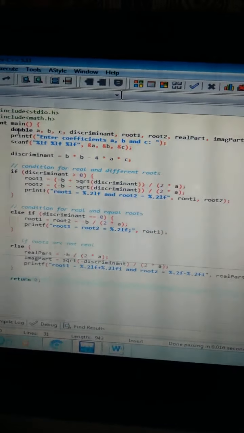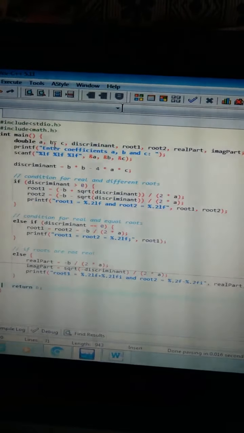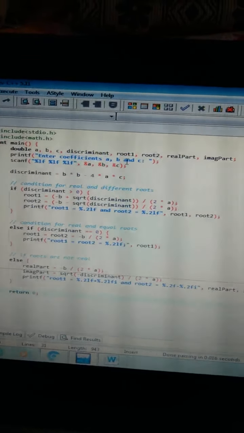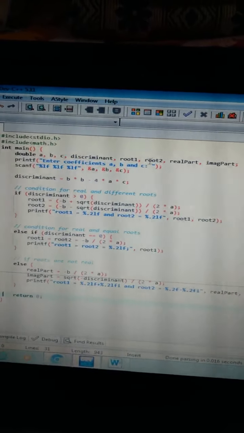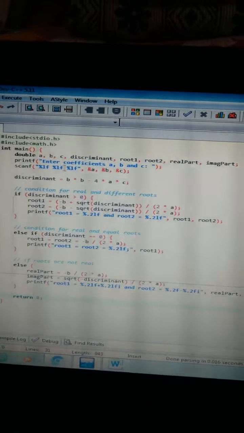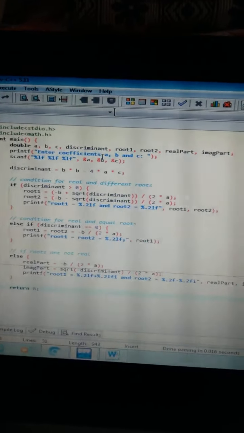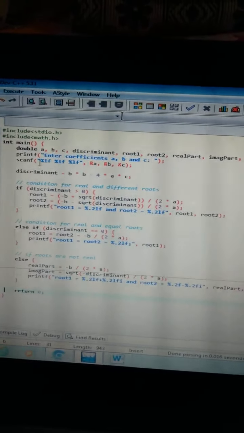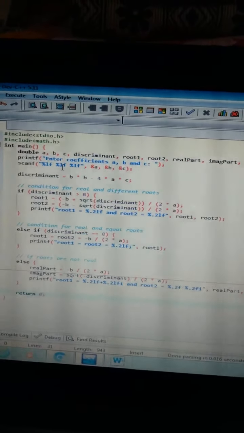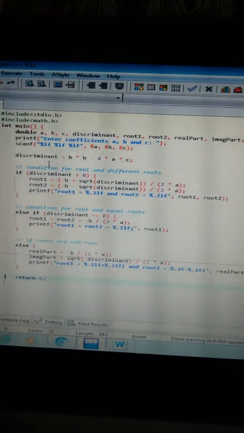Then we have taken the data type for our coefficients of the quadratic equation, discriminant, root 1, root 2, real part and imaginary part as double. Then this sentence will be printed on the output screen, asking to enter the three coefficients of the quadratic equation, and it takes the values we enter through the scanf statement and gives them to calculate. Okay, then the calculation will be done.